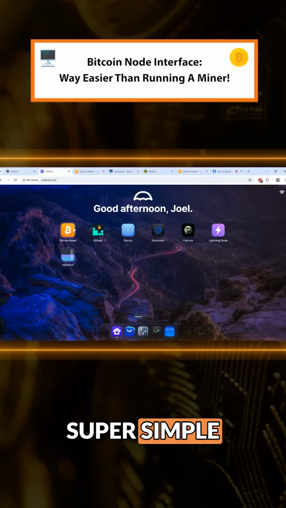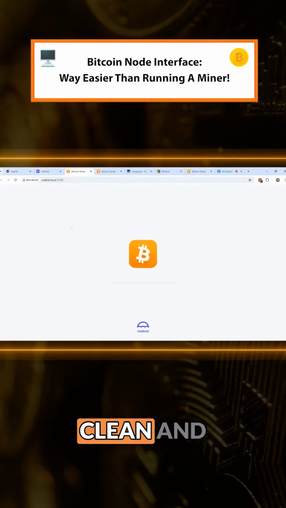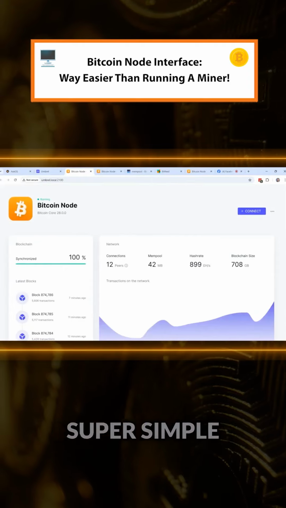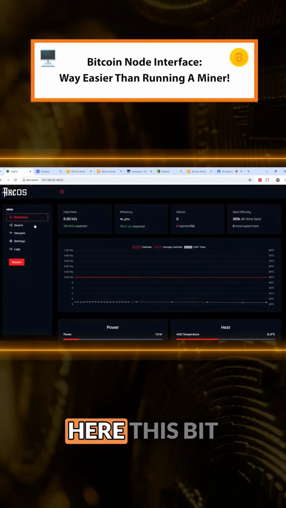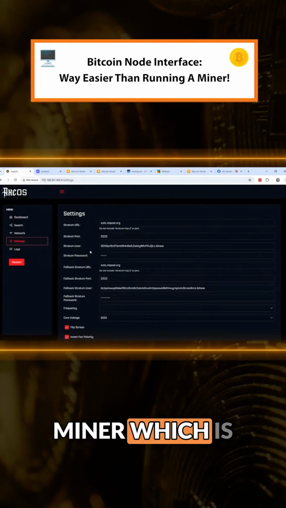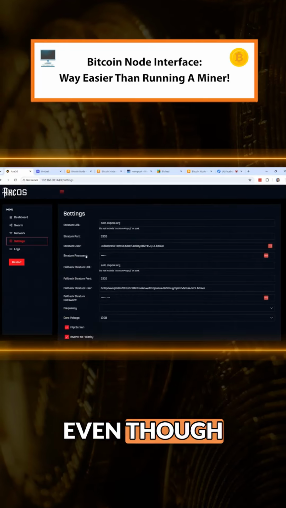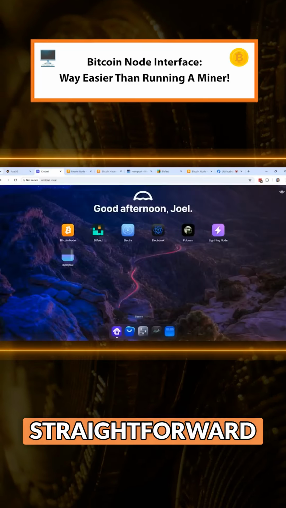But it is super simple. It is super straightforward. It is super clean. And Umbrel does really an excellent job and just makes it super, super simple. Unlike over here, this Bitaxe Bitcoin miner, which is complicated by comparison, very complicated, even though they've attempted to make it as elegant and straightforward as they can.